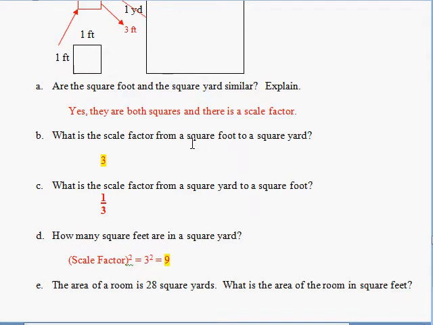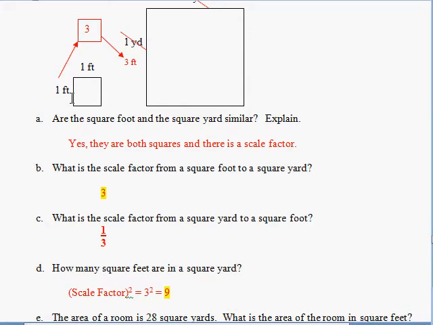And just from a common sense point of view, this makes sense because you have 3 of them going this way across the width, 3 of these, and 3 going up. So 3 times 3 is 9.